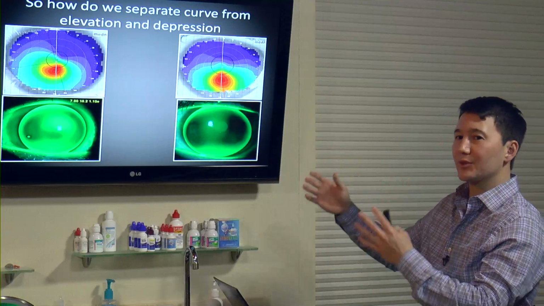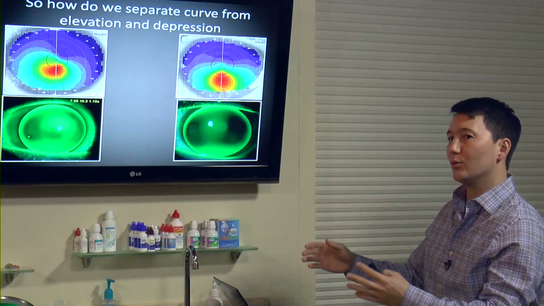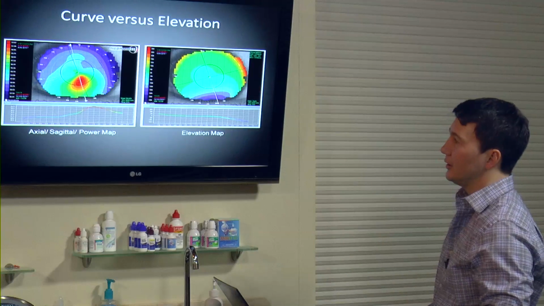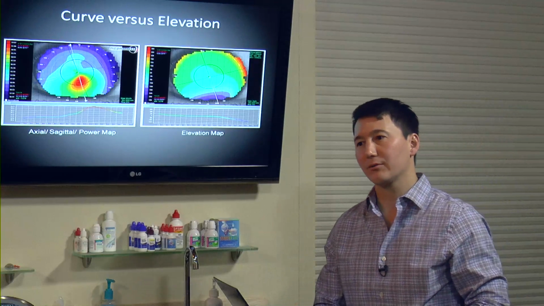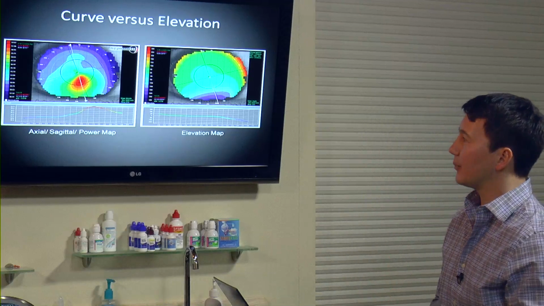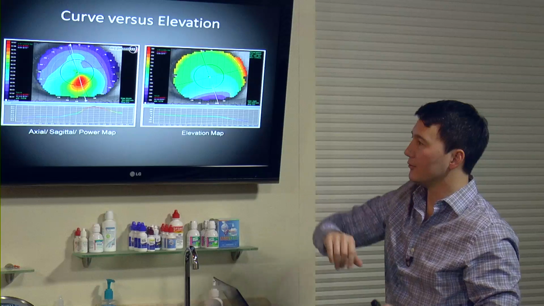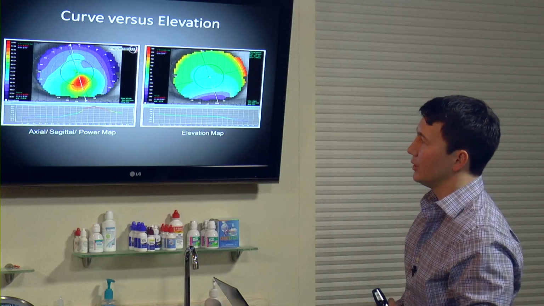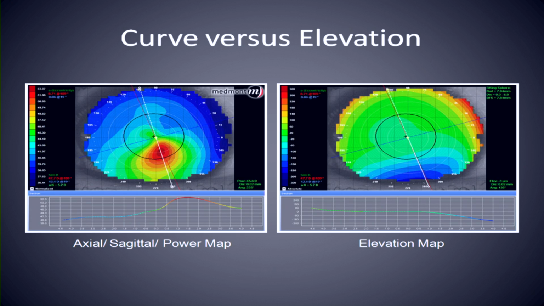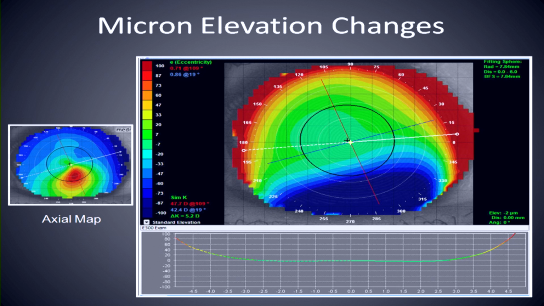So axial maps say curve, but they don't talk about elevation. And this is where we use in the topographer software the elevation map. So this is the axial map on our oval cone patient. Here's the elevation map on our oval cone patient. And what is it telling you? Red is where the eye is high in elevation. Blue is where the eye is low in elevation. So let's talk about that a little more.